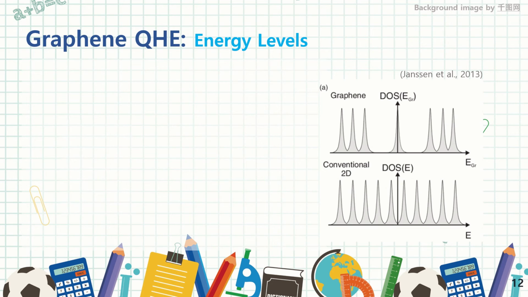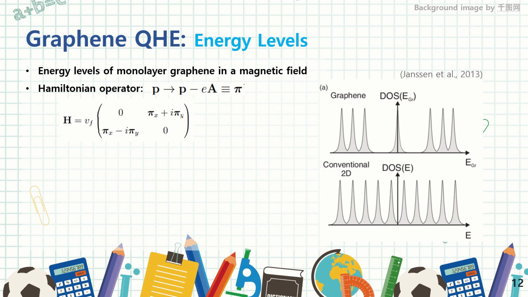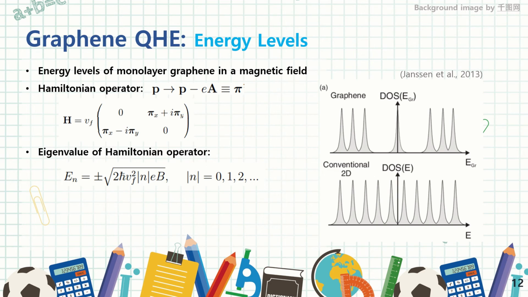When subjecting monolayer graphene to a magnetic field, the Hamiltonian operator of the electron can be modified as shown here. By solving the Schrödinger equation, we then get the energy levels of electrons in graphene, which are proportional to the square root of the integer n. This results in unevenly spaced Landau levels, as you can see in comparison with the Landau levels of the conventional 2DEG system.